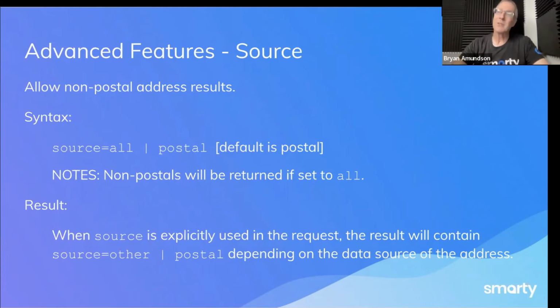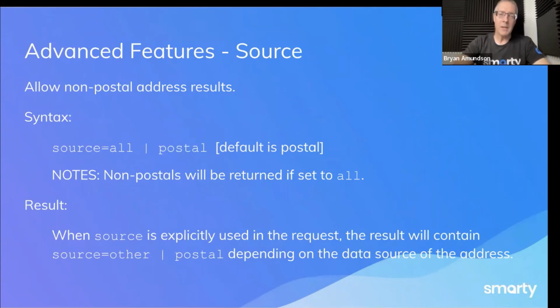It's a physical address, and UPS and FedEx delivered to it, but the post office really doesn't know anything about it. So if you want to have non-postal addresses delivered, you set the source parameter to all. It is postal by default, so you don't accidentally get those non-postal addresses if you don't want them. And how you can determine if an address is non-postal or postal, and we'll show you this in a second, is that it has a source field in the response that says either other or postal.